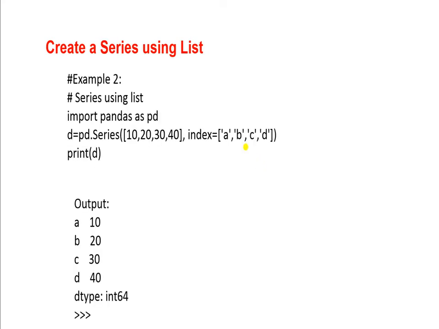Now the second example, series using a list, in which we create a series using an index. Now we have passed index values A, B, C, D, and now you can see the output. In the output it will display the A, B, C, D index. In place of 0, 1, 2, 3 it is displaying A, B, C, D due to the index value.